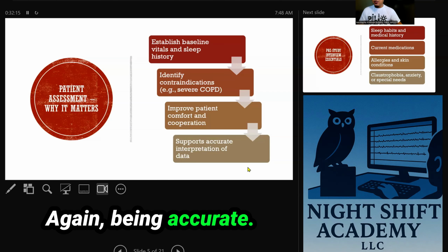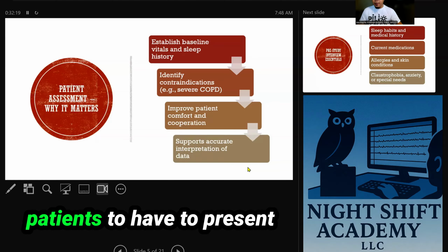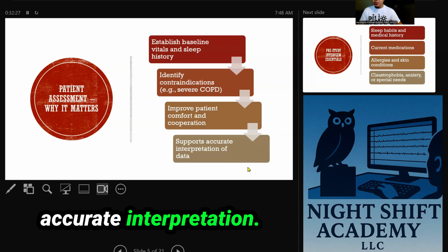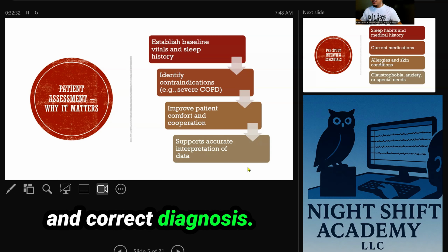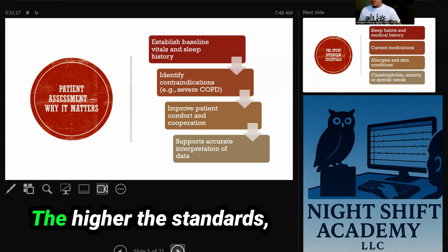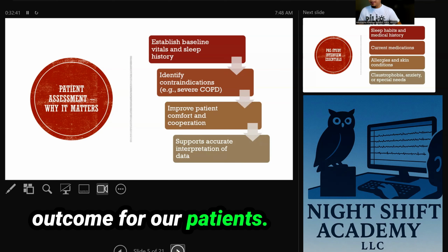Again, being accurate as sleep techs leads to accurate data for the patients to present to the doctor, and gets them to the most optimized and accurate interpretation, therefore accurate and correct diagnosis, treatment, and clinical management. Very important. The higher the standards we practice, the better the outcome for our patients.